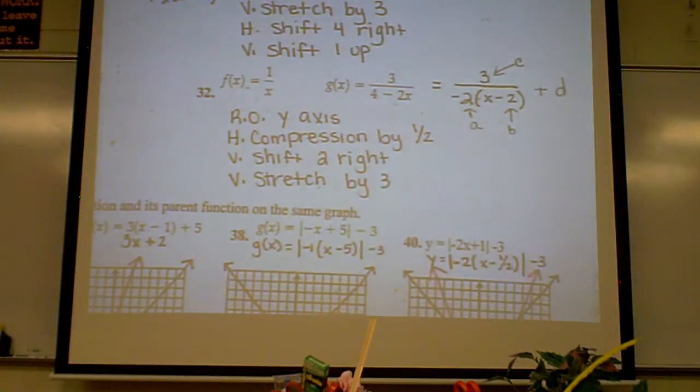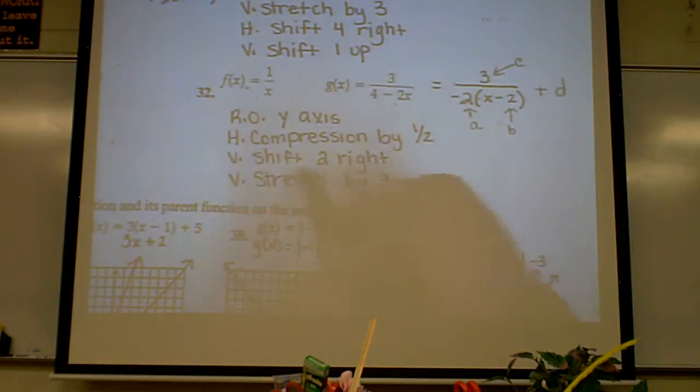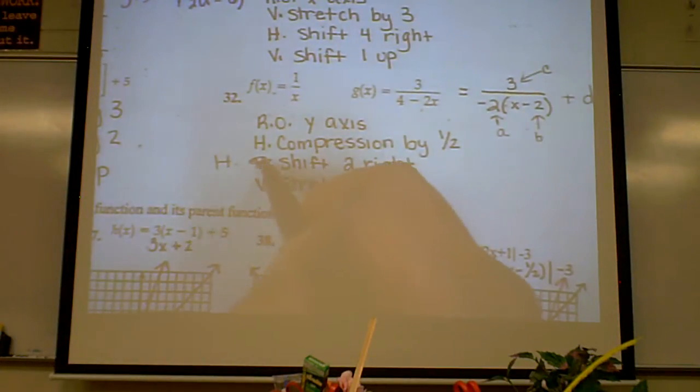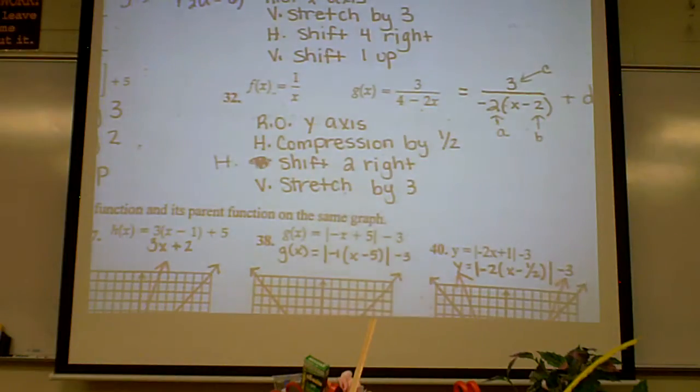I have a question. Yes. Why do you have V shift when it's a horizontal shift? 2 units right. Isn't it, oh, horizontal? Yep, this is an error. Horizontal shift, 2 units right.